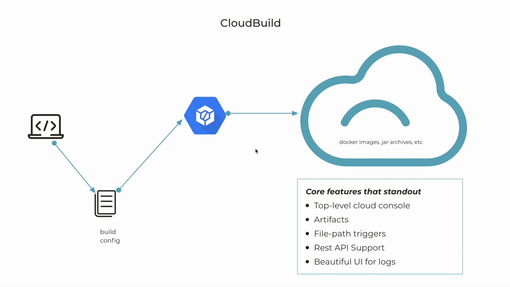REST API support. Cloud Build has a full REST API. This means that you can connect to and perform actions on Cloud Build remotely using its API. Beautiful UI and logs. The Cloud Build log has been well thought out and implemented, so you're able to view and capture most of the information you need about your build in a single view, or as Google likes to say, a single pane of glass.